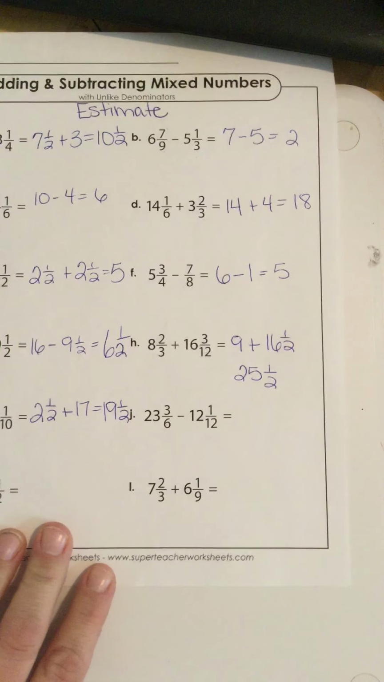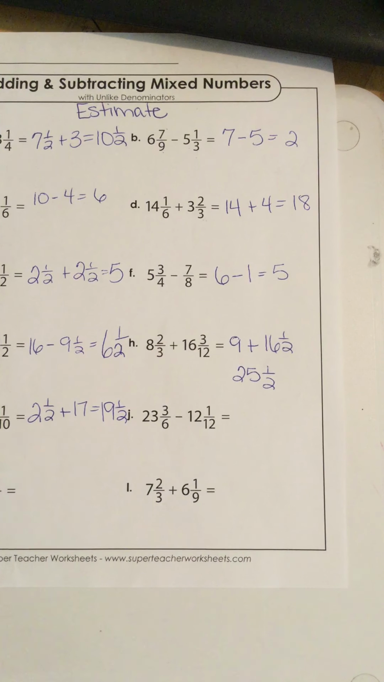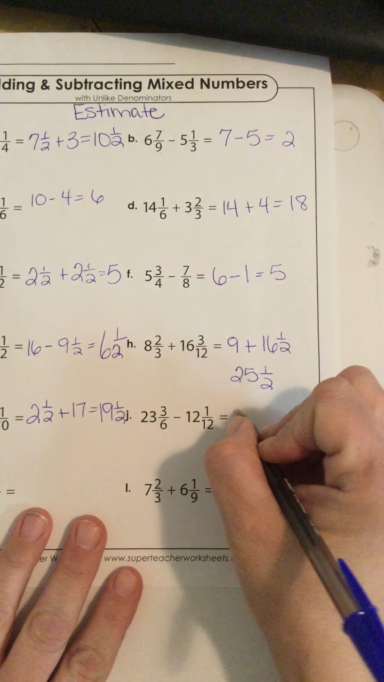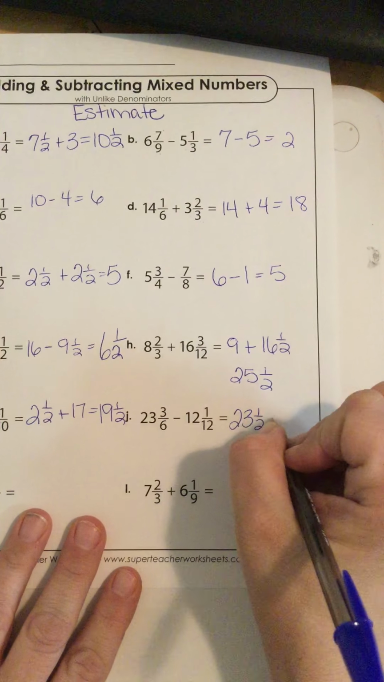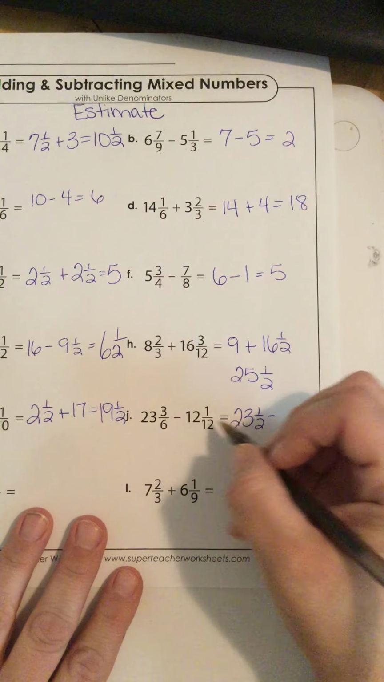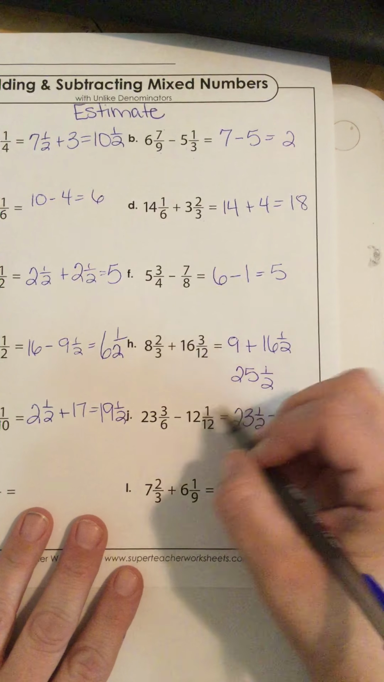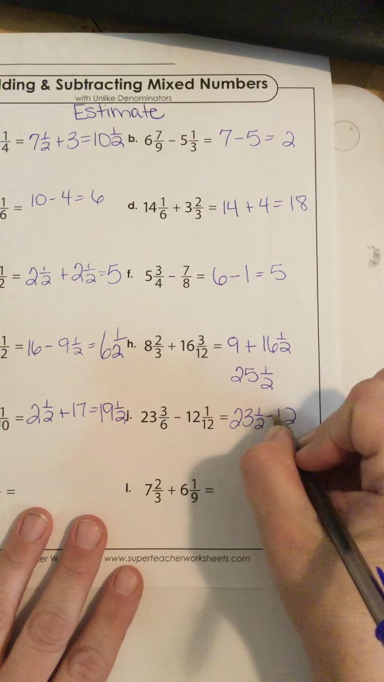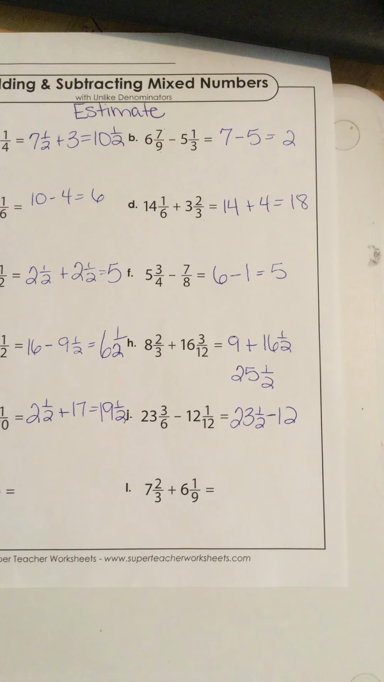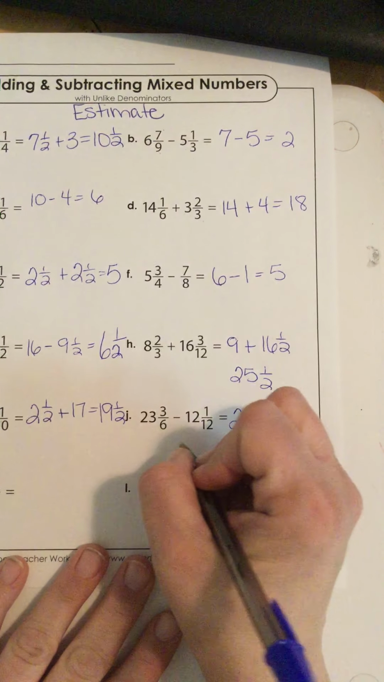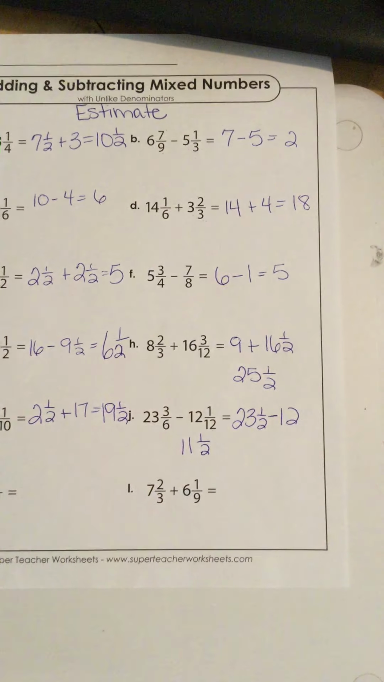All right, 23 3/6. Okay, you should have put 23.5 minus 12 1/2, or 1/12. So 1/12 is closer to 0, so that's just going to be minus 12. So 23.5 minus 12. Okay, 23.5 minus 12. 23 minus 12 is 11, and then 1/2.